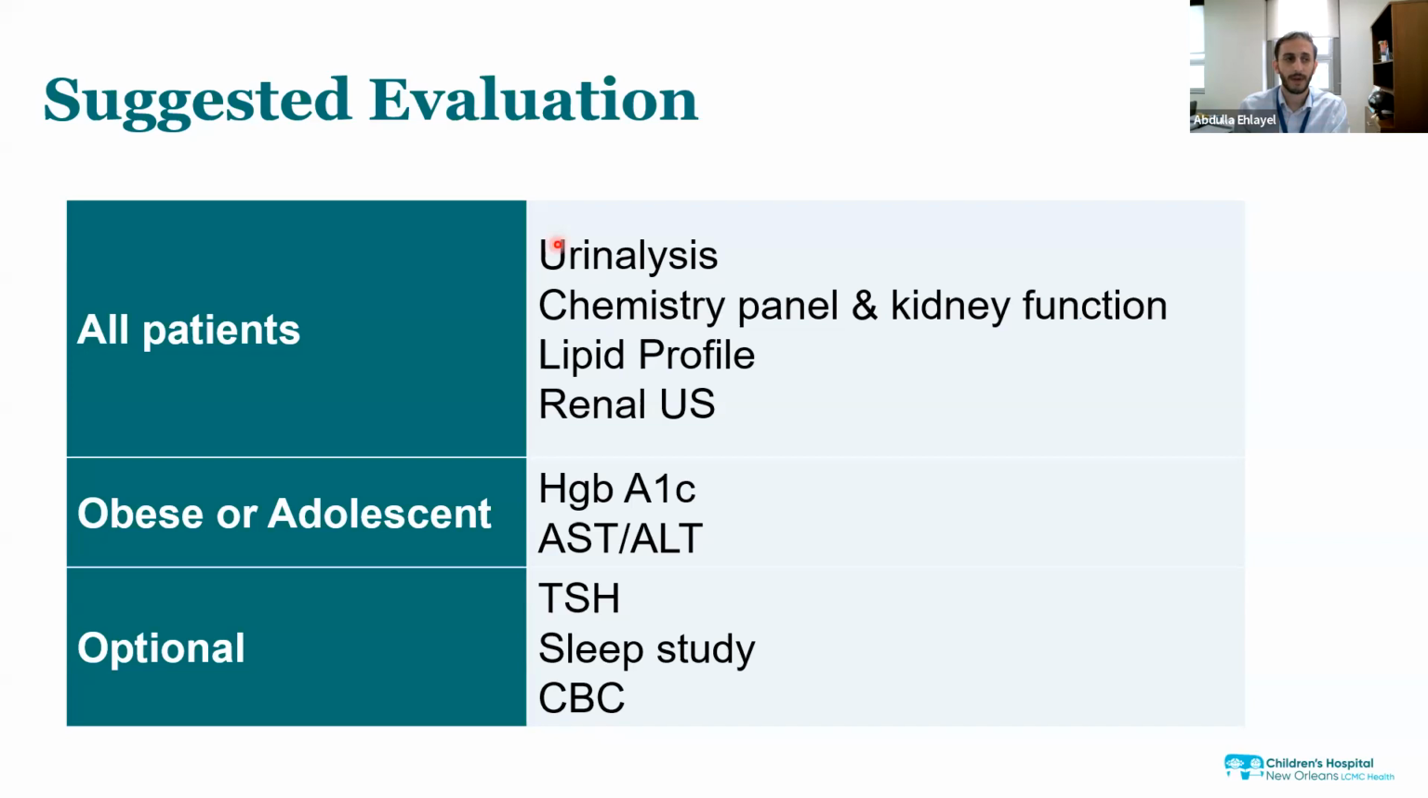In patients with glomerulonephritis. If they are obese, make sure you check their A1C, AST and ALT to look for fatty liver disease. If your history and physical exam suggest it, you can check their thyroid function. You might need a sleep study. Patients that have obstructive sleep apnea can have hypertension, and you might need a CBC, which shows an elevated hemoglobin with OSA.